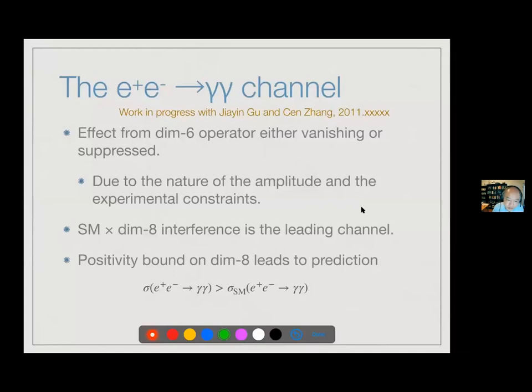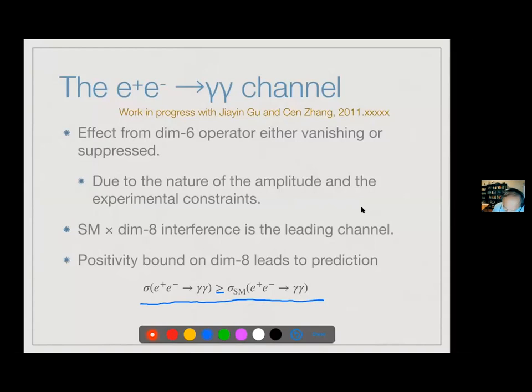And the contribution comes from the interference between the standard model and the dimension eight operator. The positivity bound on those dimension eight operators leads to a very specific prediction, namely the actual experimental measurement of e+e- to gamma gamma should be greater. Oh, I should probably have added equal here. Obviously it can be equal to the standard model. So it should always be greater than or equal to the standard model e+e- to gamma gamma. If you measure it to be greater than the standard model, you discover new physics. And if you measure it to be less than the standard model, you discover some even more interesting new physics.